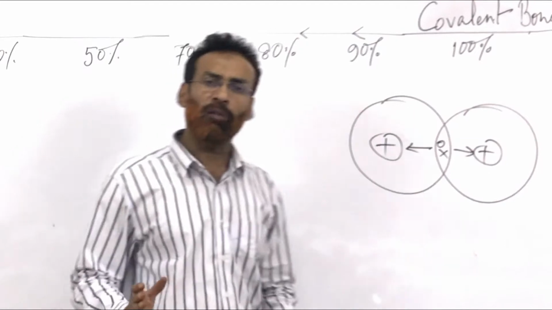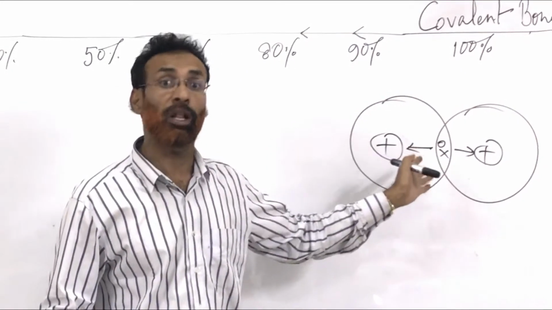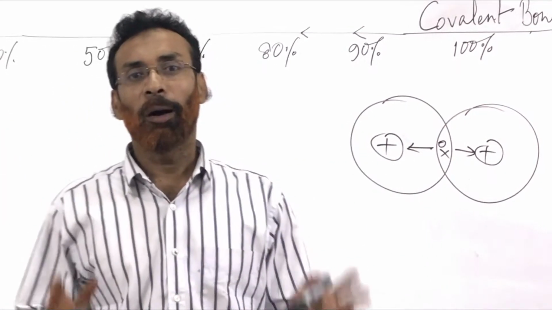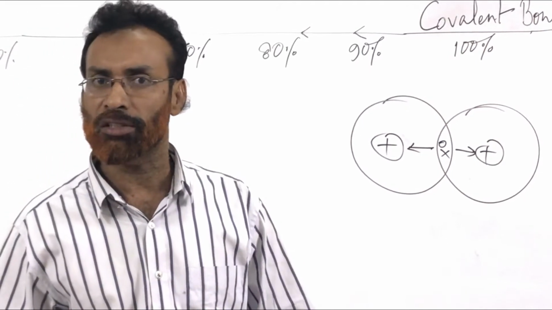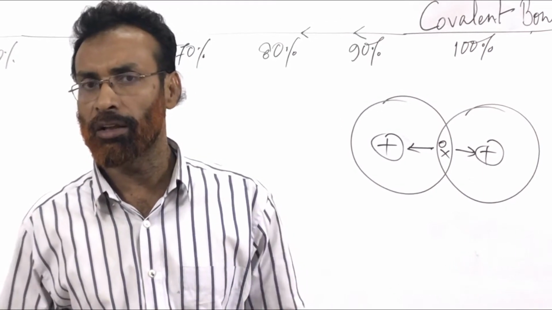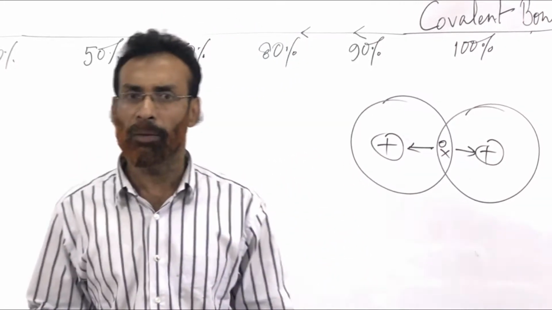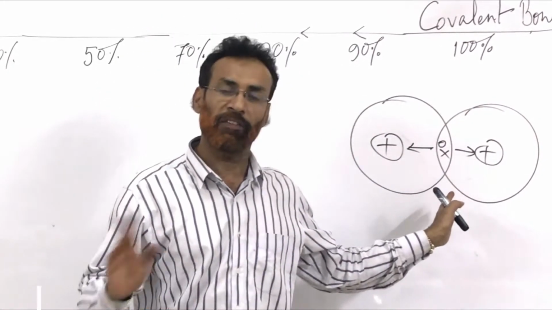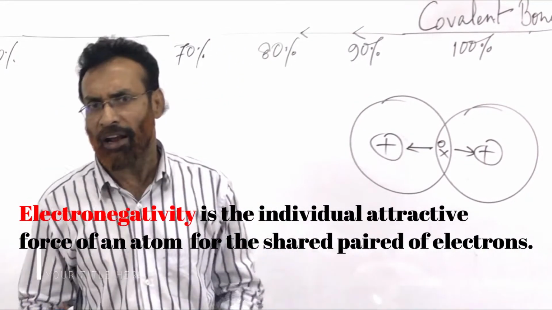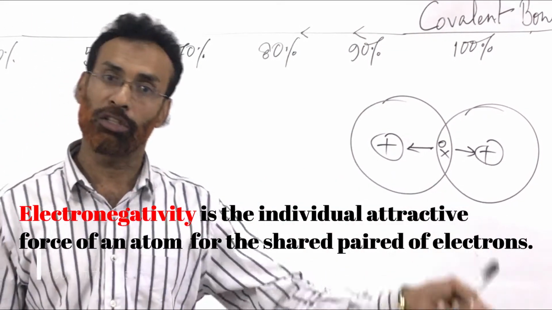But if you get a covalent bond with two different atoms, do you think both the nuclei will attract the shared electrons equally? Certainly not, because all the atoms have different nuclear charges and different sizes. Because of the different nuclear charge and different size, they're going to attract the shared electrons unequally. This ability of a specific element to attract the shared electrons we call electronegativity. So electronegativity means the attractive power of an atom, its nucleus, for the shared electrons.